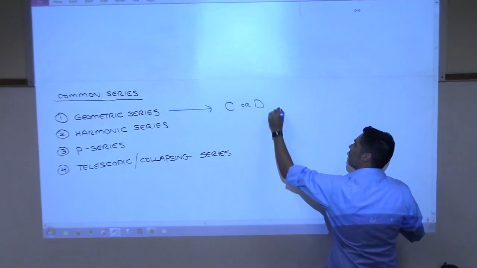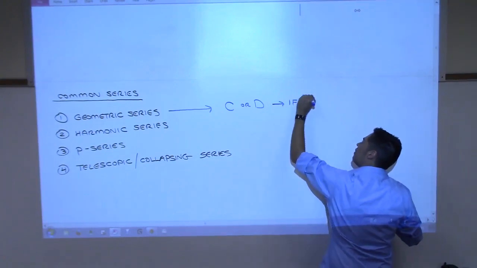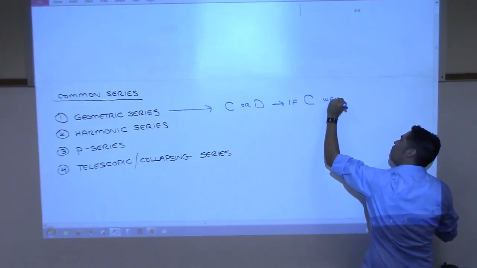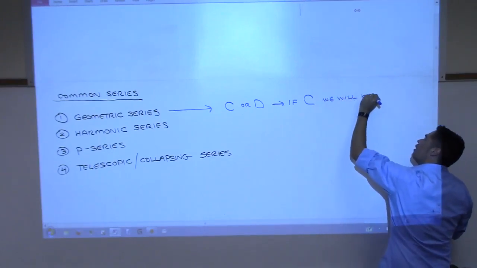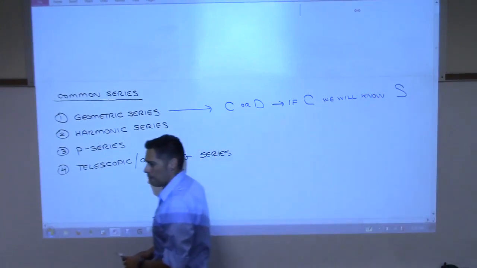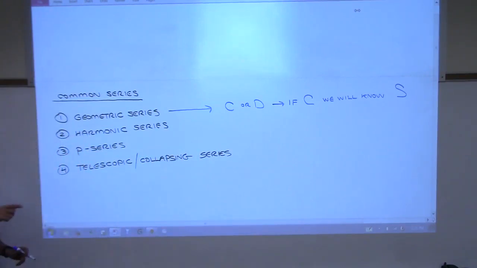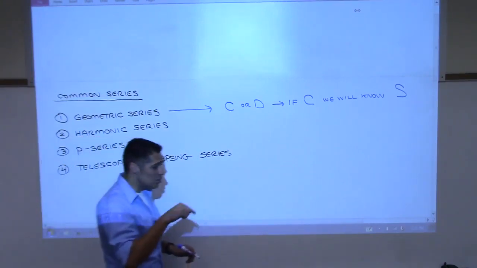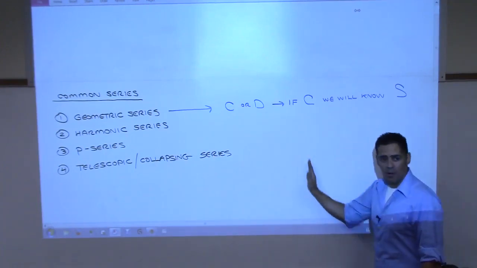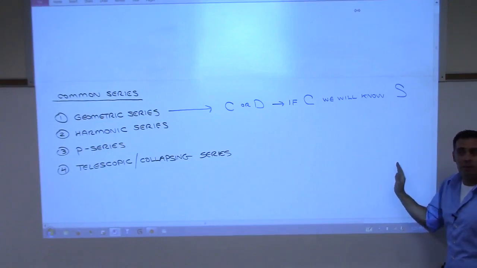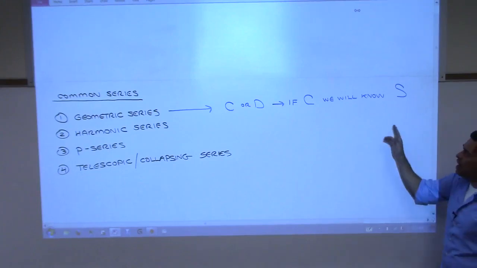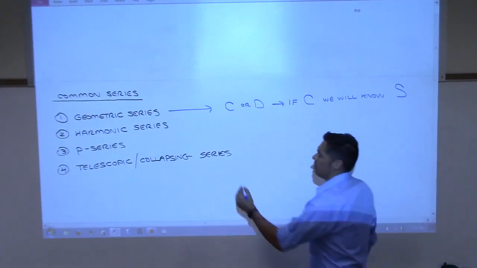Additionally, if it converges, right? If it converges, we will know S. Now, what is S? The sum. Not only will I be able to tell you that it converges, I will actually tell you what it converges to. So if you were able to add up all the pieces forever, we will be able to say what it would add up to be. So that's very nice.